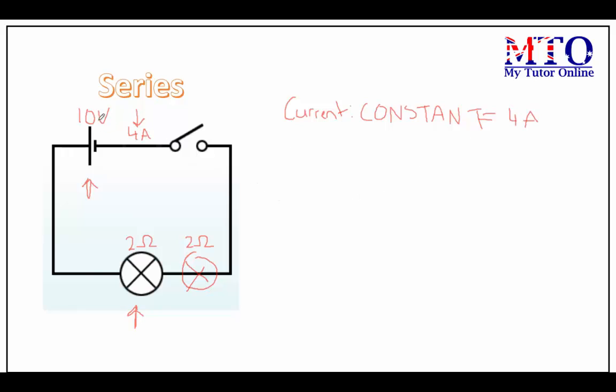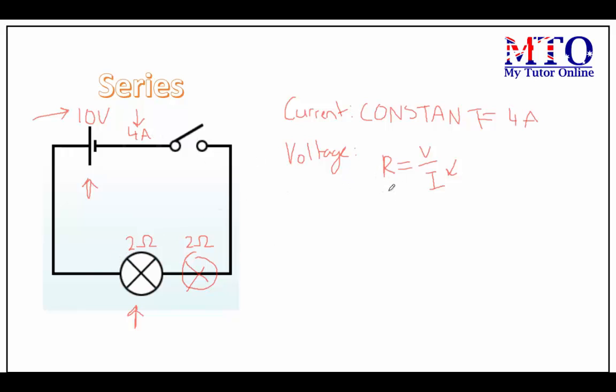Now let's take a look at the voltage. The overall voltage of this circuit is 10 volts, as it's indicated here. However, if this was not indicated, you would simply use the formula R is equal to V over I, replacing I with your total current and R with the total resistance.